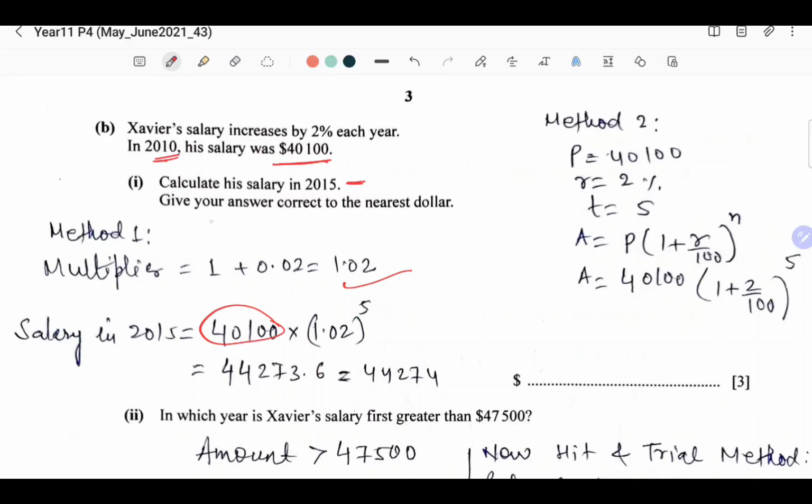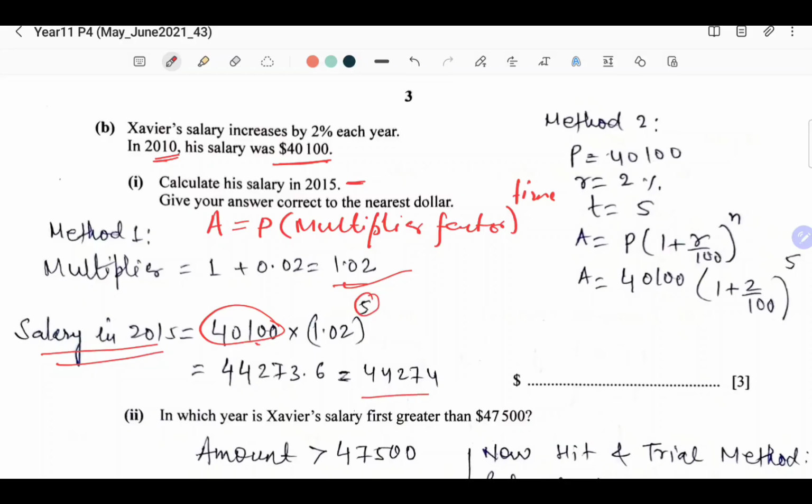So amount after n years, or after t time, is initial amount, that is P, times multiplier factor to the power time. Okay, this is a formula. So salary in 2015 I need to find. P is the initial amount, that is 40,100, and multiplier factor is 1.02, and the time is 5. Now just use your calculator, you will get 44,273.6, but it is nearest dollar, so 44,274.